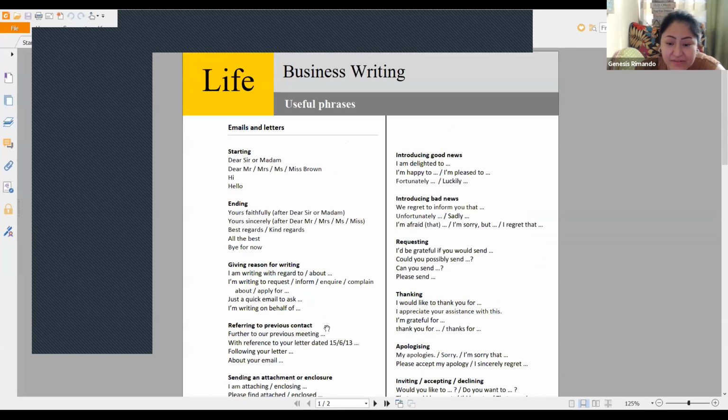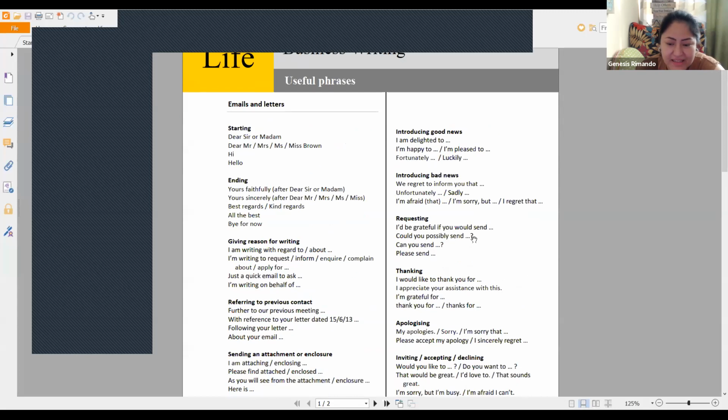These are the useful phrases. If you want to introduce good news: I am delighted to, I am happy to, I am pleased to, and you just fill in the blanks. It's easy, right? When you introduce bad news: we regret to inform you, I am afraid, unfortunately, sadly. If you want to request: I would be grateful if you would send, could you possibly send, can you send, or please send. Please send is less formal.